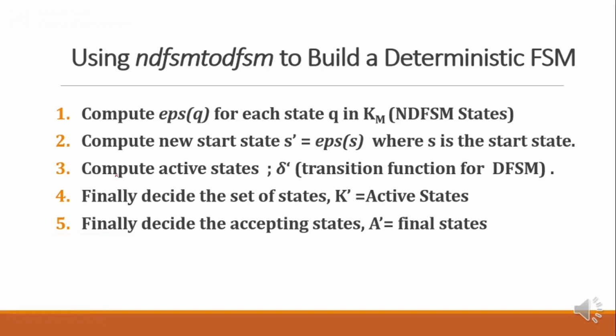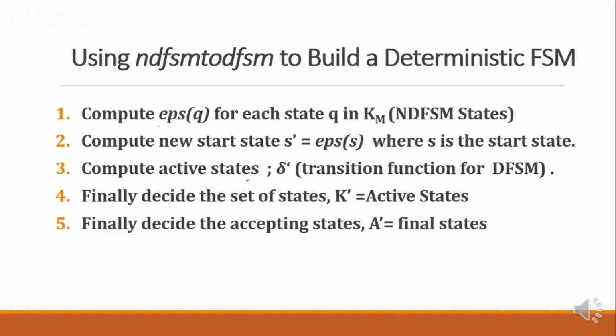First step is to compute the epsilon closure for each state, which is required to handle the epsilon transitions. Next, we compute the start state S dash, which can be calculated as S dash equal to epsilon closure of S, where S is the start state of the NDFSM.